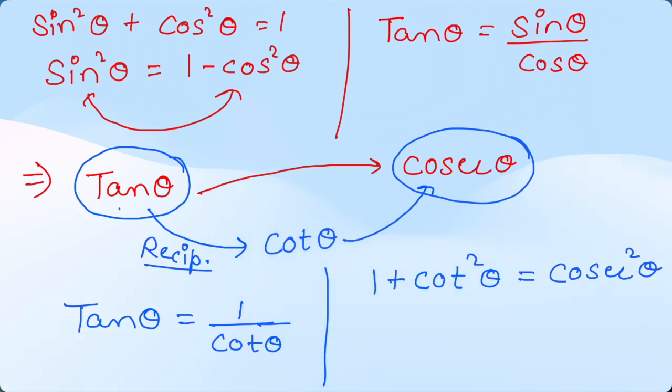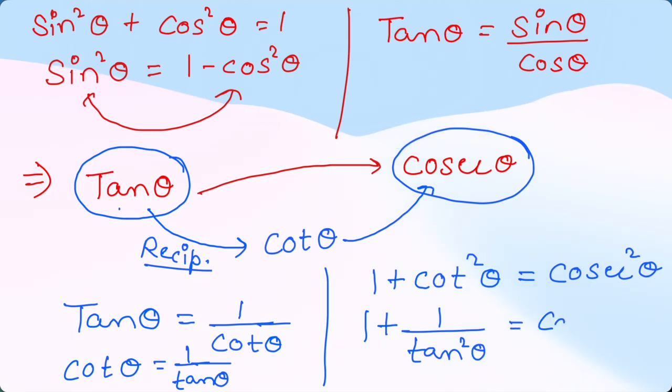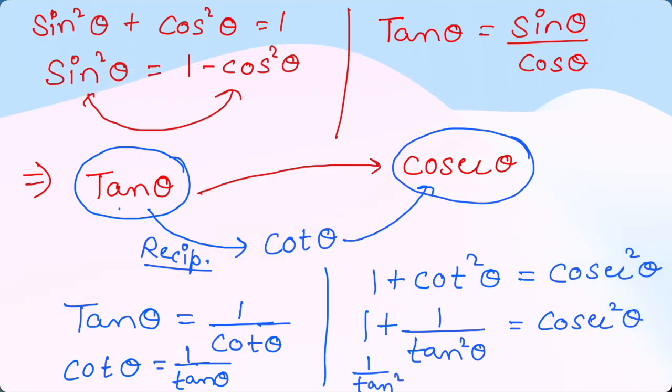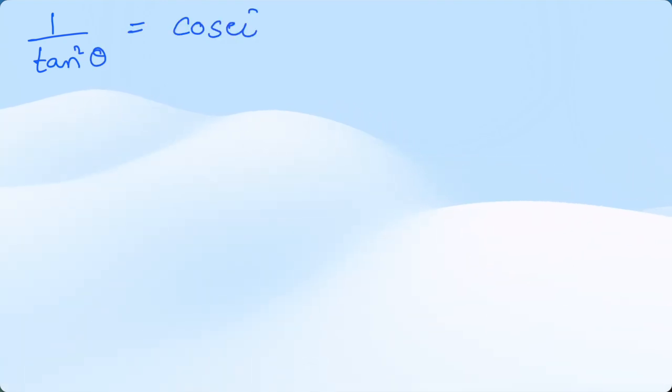Is it okay? So in place of this, cot theta can be written as 1 by tan theta, right? So in the identity, I can write it as 1 plus 1 by tan square theta equals cosec square theta. So 1 by tan square theta is cosec square theta minus 1. So if 1 by tan square theta is equal to cosec square theta minus 1, then tan square theta will be how much?